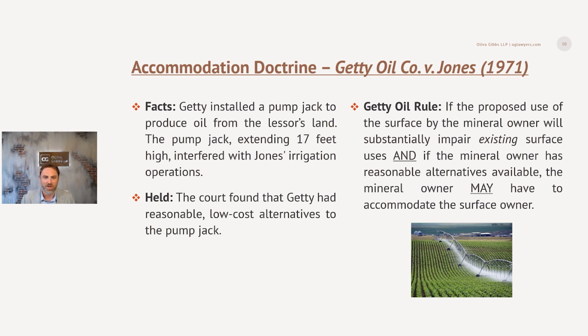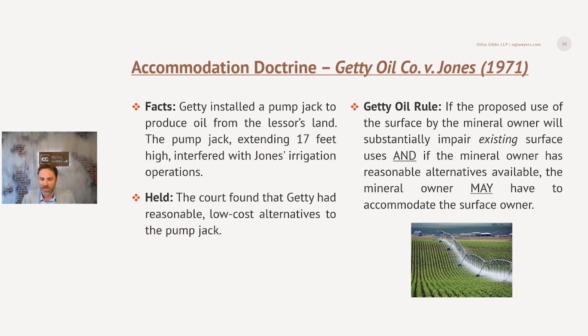So this is week one stuff when you're taking your intro to oil and gas law class in law school. The facts in this case were that Getty was the oil company and Jones was the surface owner, and Getty had installed a pump jack to produce oil from the lessor's land. The pump jack extended about 17 feet into the air, and it was interfering with Jones's irrigation operation. Similar to the picture I have below, this was a center pivot irrigation system where the irrigation system moved around a central point on wheels in a 360-degree circle, and the pump jack was right in the middle of that circle, so it interfered.